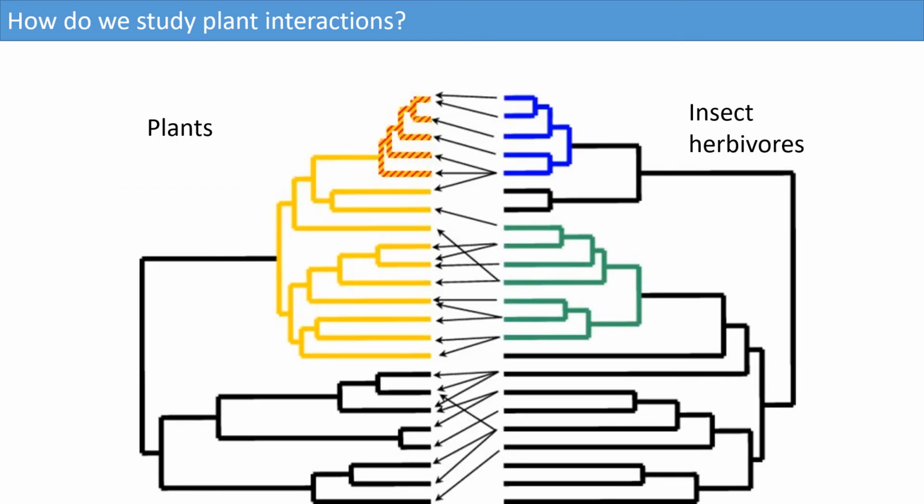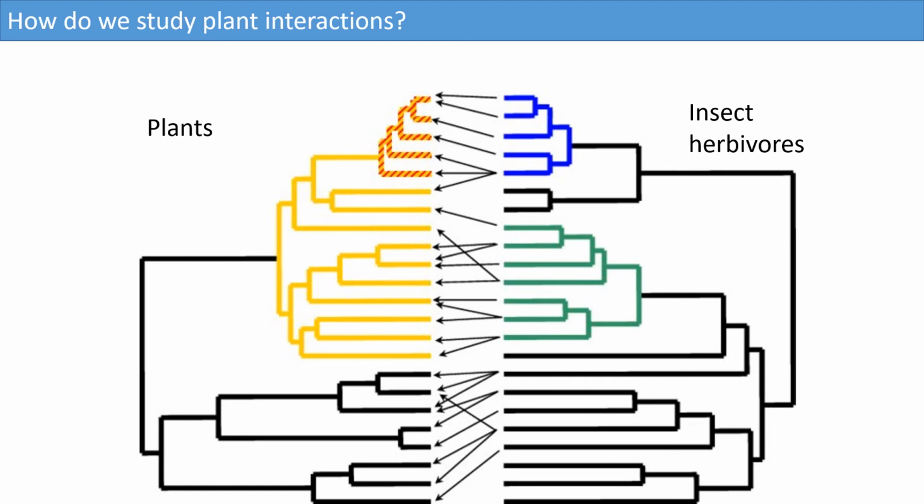We can also deduce if interactions between two species or two clades of species have evolved by comparing their phylogenies. What I'm showing here is a theoretical example. This is not an actual biological study of 2 phylogenetic trees. On the left is a tree of plants, and on the right is a phylogenetic tree of insect herbivores that feed off of these plants.